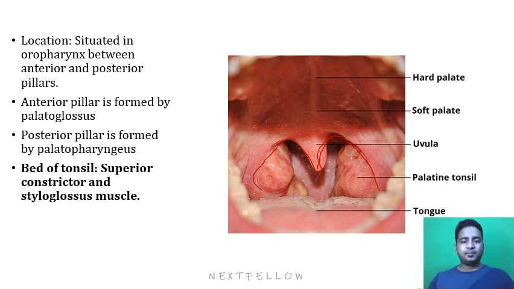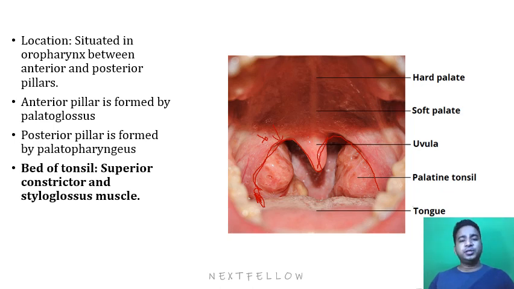Now this anterior pillar is formed by the muscle known as palatoglossal. How palatoglossal? Palate, this is the soft palate, and here lies the tongue, which is known as the glossal. So the fibers connecting the tongue and the soft palate are the muscle known as palatoglossal.